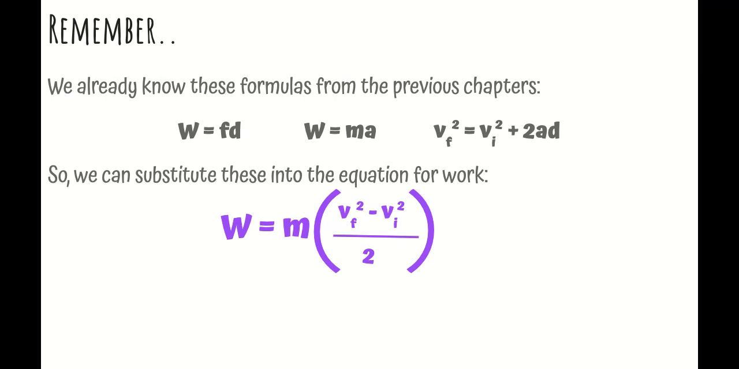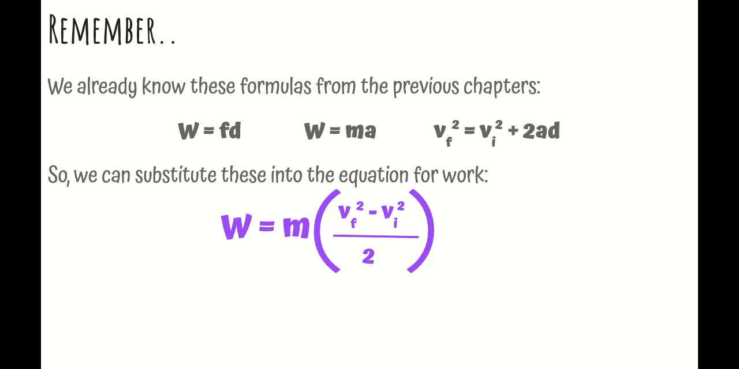So here's a reminder that these are your formulas for work. And then this last formula here, the vf squared, is from a couple chapters ago when we were talking about two-dimensional motion. So your work is your force times the distance, work is also mass times acceleration times distance. And then at the end here, we have the final velocity squared is equal to the initial velocity squared plus 2 times acceleration times distance.